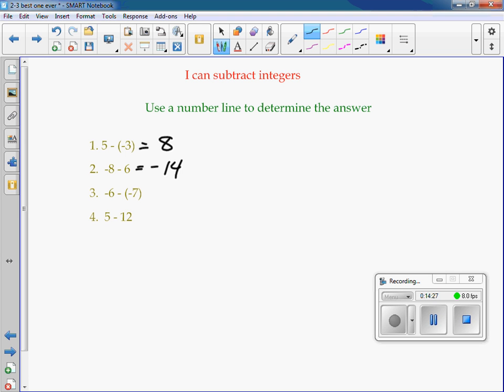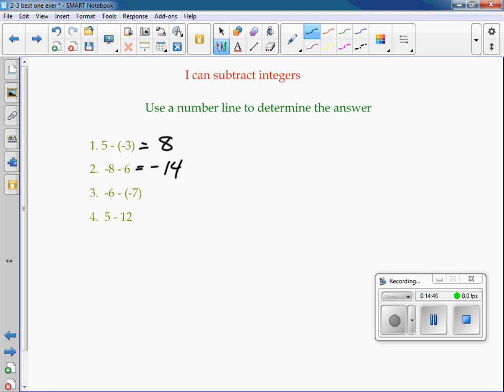Okay, I heard someone say football. Can you tell me what happens? You lost 8 yards in the first play. Then what happens? Then we lost 6 more. How many total yards did we lose? 14. We okay with that?